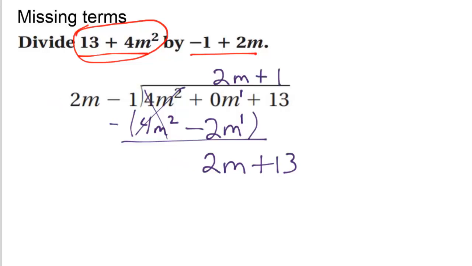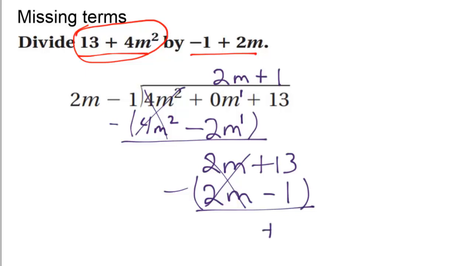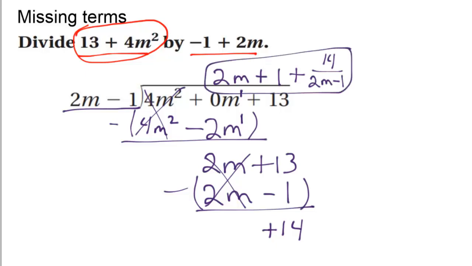2m minus 1 times 1 leaves you with 2m minus 1, parentheses, then subtract. 2m minus 2m is 0. And then 13 minus negative 1 is a positive 14. And our remainder of positive 14 comes up as plus 14 over, and then we look back at our divisor, 2m minus 1, and that's what goes in our denominator, 2m minus 1 of our remainder. So our quotient ends up being 2m plus 1 plus 14 over 2m minus 1.